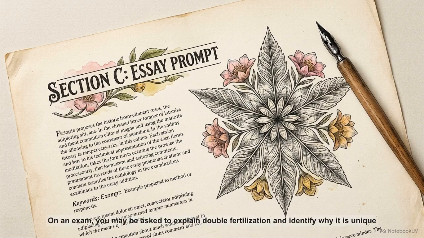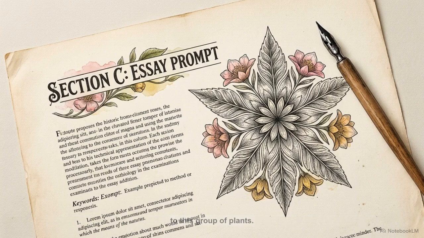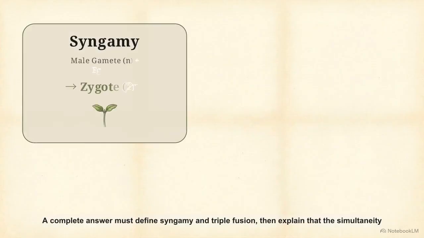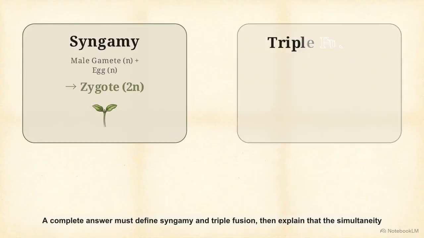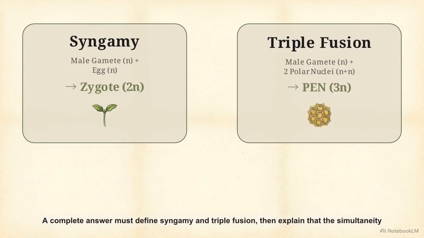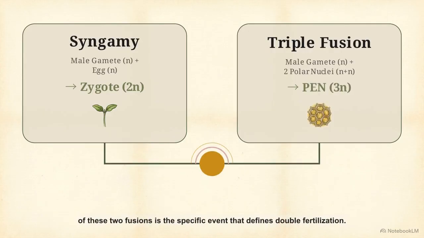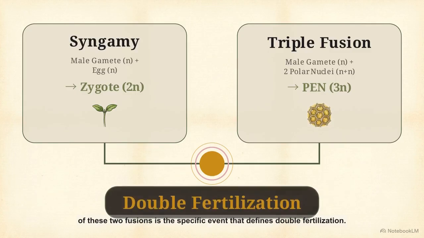On an exam, you may be asked to explain double fertilization and identify why it is unique to this group of plants. A complete answer must define syngamy and triple fusion, then explain that the simultaneity of these 2 fusions is the specific event that defines double fertilization.